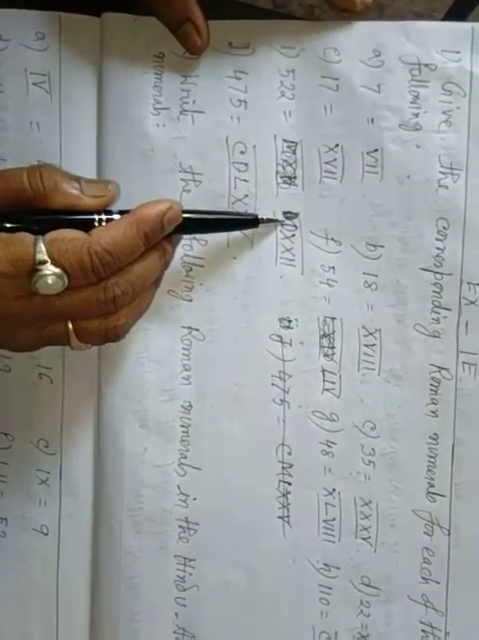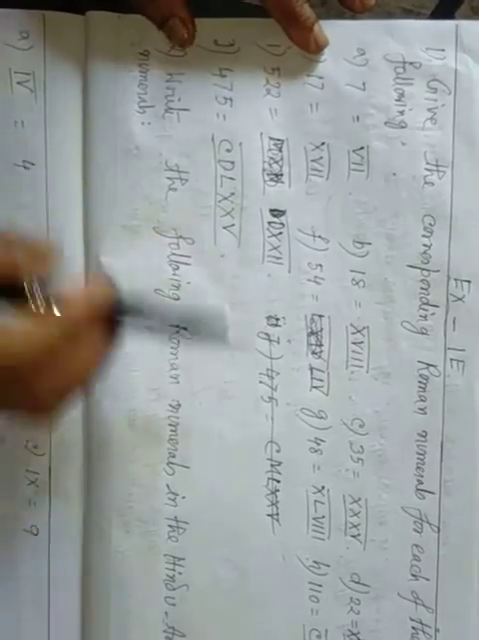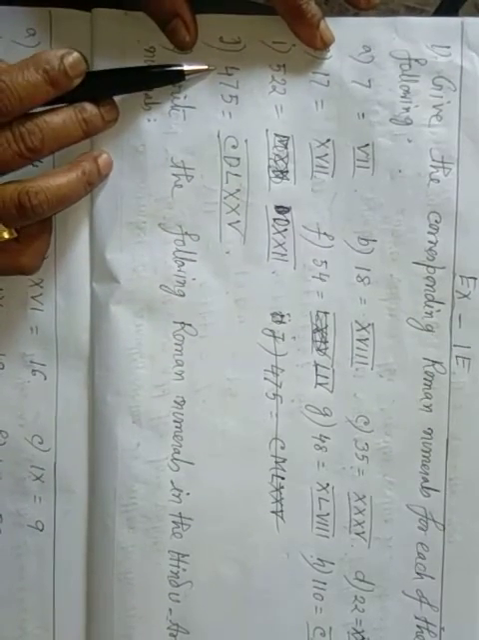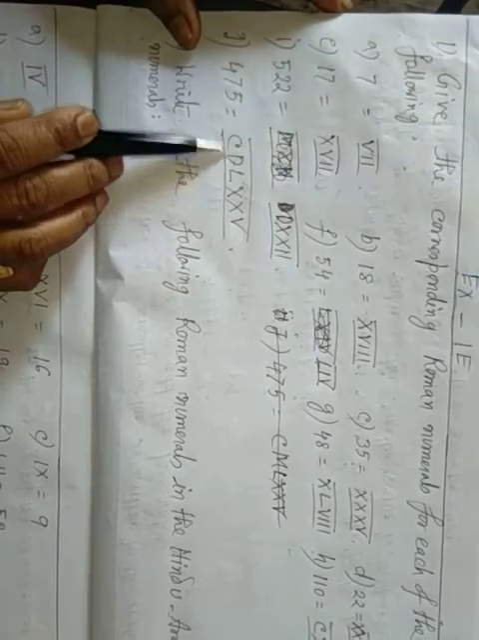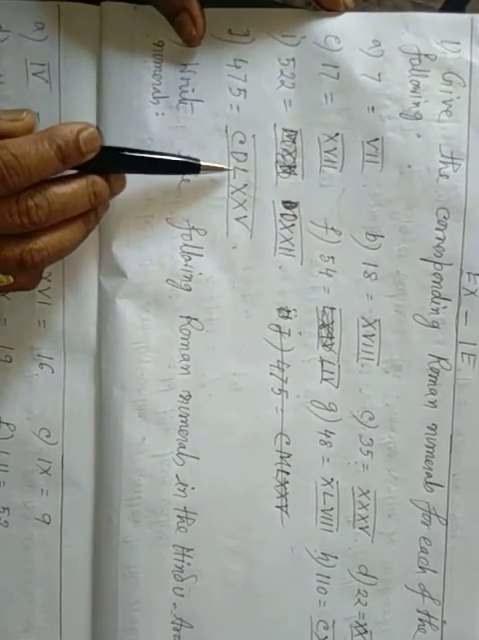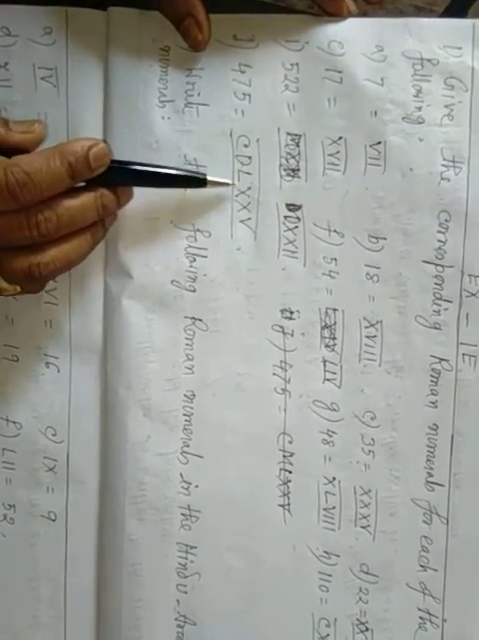522: D means 500, XX is 22. So 475: CD, C means 100, D means 500, so 400, plus 50 is 450, then 75. Okay.